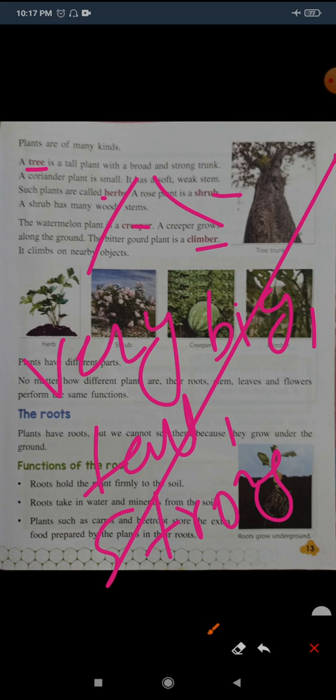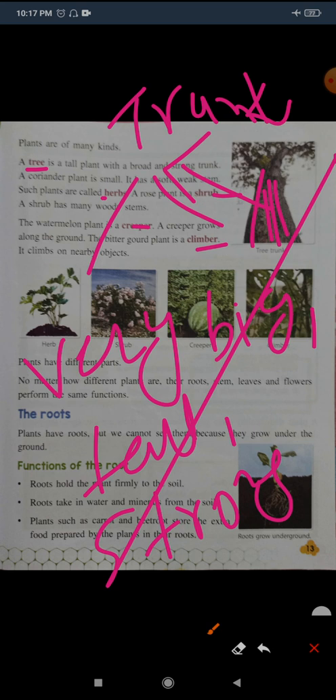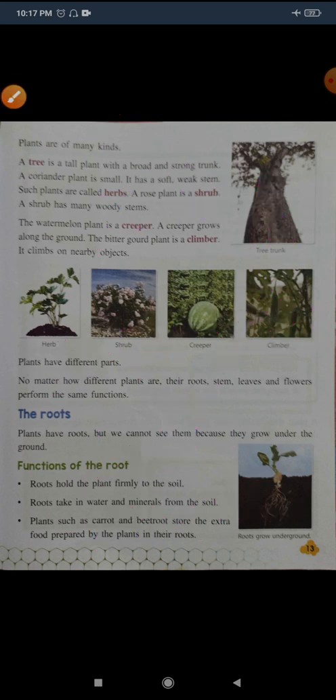They have a thick brown woody stem called trunk. This woody stem is called trunk. So this is a tree, and a tree lives for many years. The lifespan of a tree is many years.